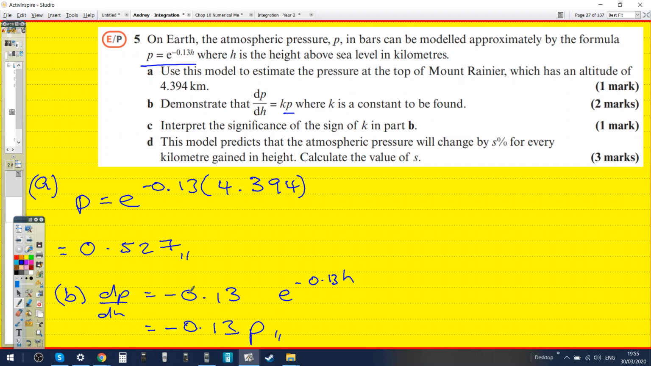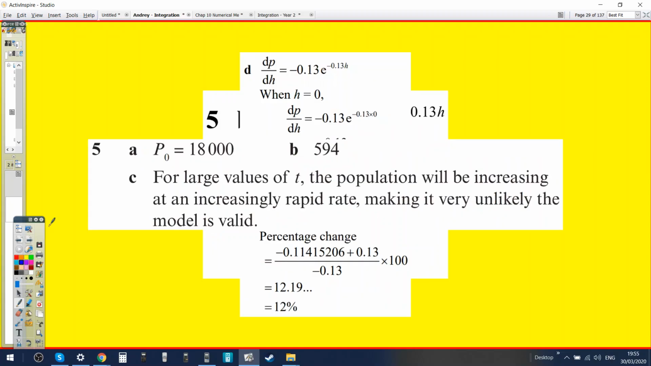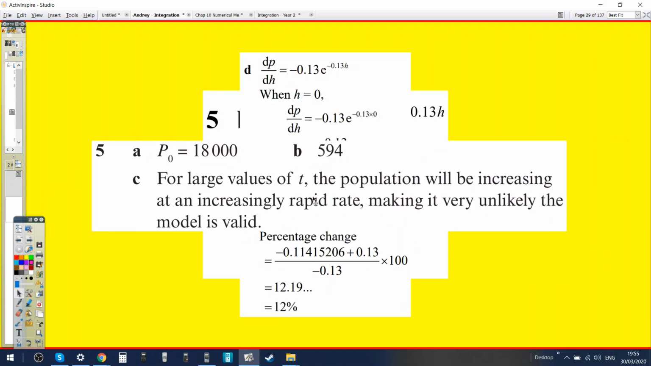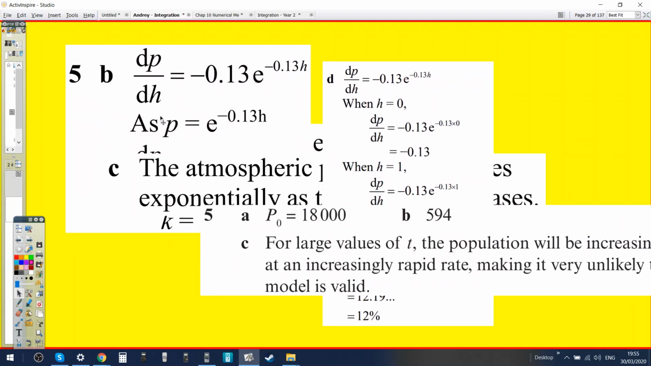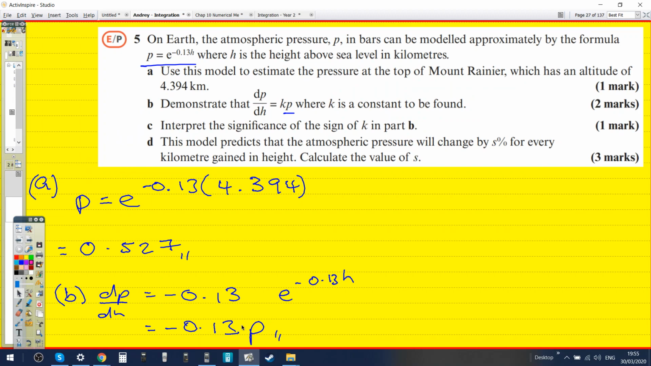So this was the contention a second ago. I wanted to check that. And so k is minus 0.13. That's very similar to the one we did earlier, and they were saying it was a different answer, but I knew we were right. Okay, how about C?